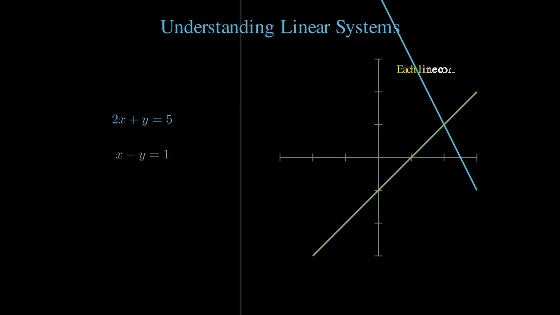Their intersection point is the solution. This point satisfies both equations simultaneously. Observing this visually allows us to understand where both conditions meet.